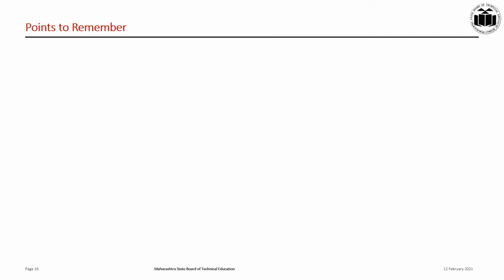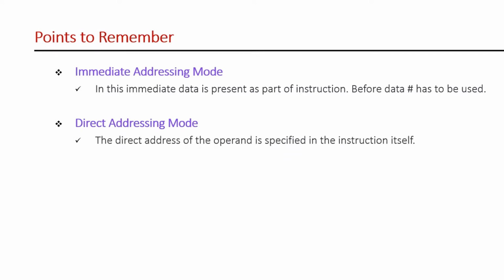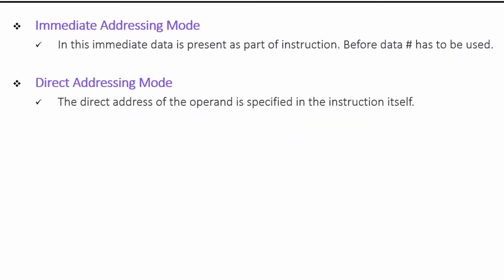Let us take a quick recap of important points. First is immediate addressing mode. In this mode, the data is directly specified in the instruction itself. Hash symbol is used in the instruction. Second is direct addressing mode. The direct address of the operand is given in the instruction itself in this addressing mode.